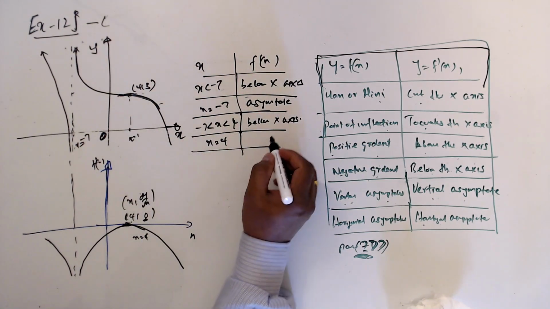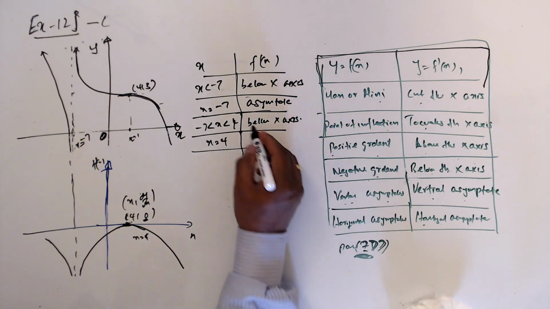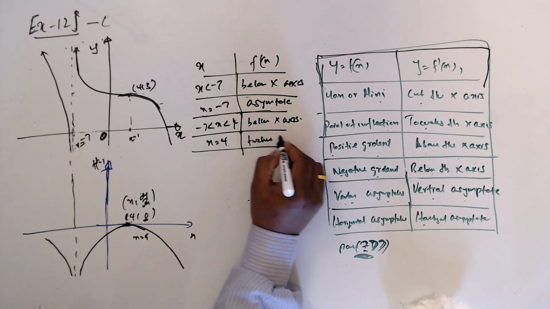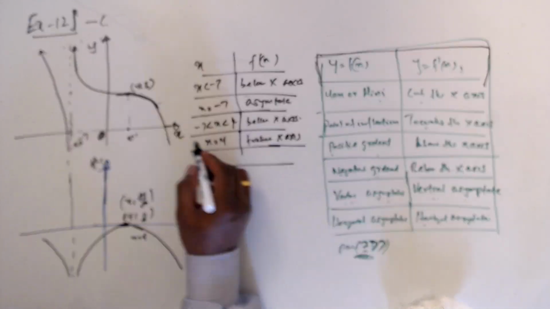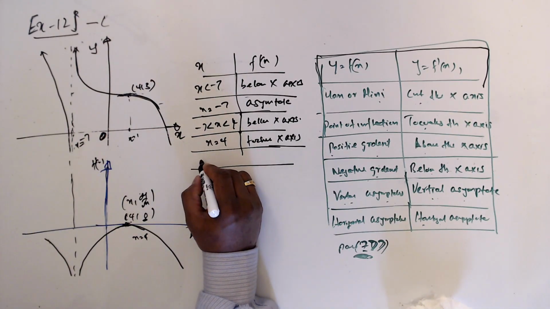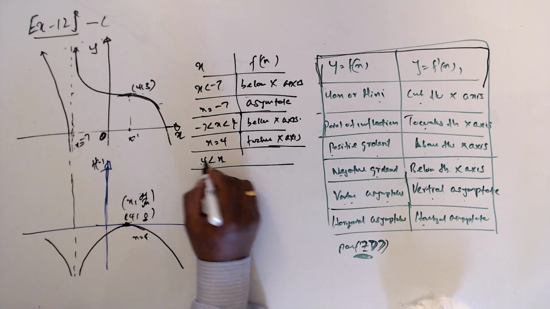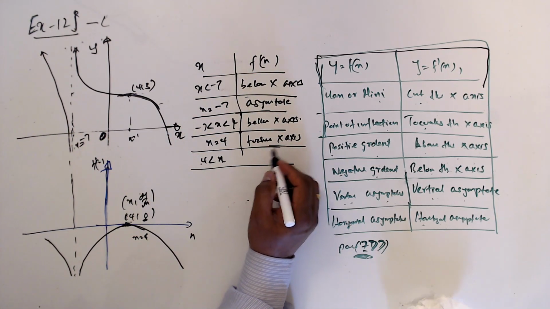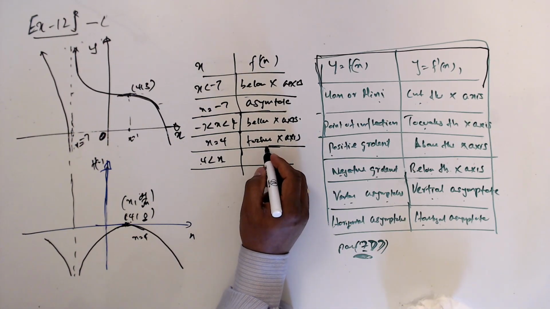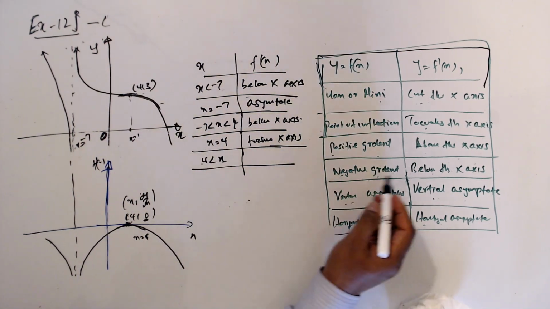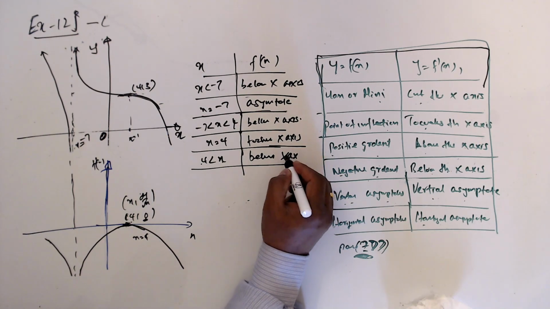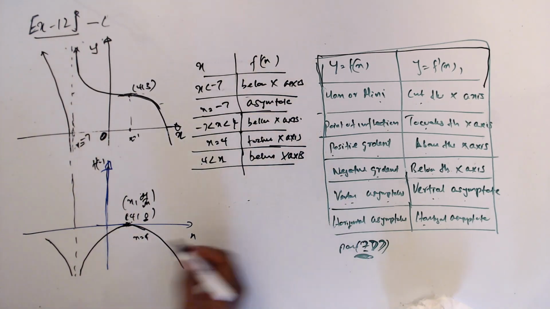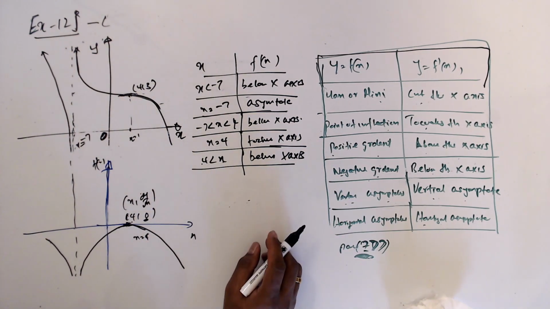Point of inflection. Point of inflection touches x-axis, and after 4, 4 greater than x, so then again negative. Negative means below x-axis. So that's how this graph works.